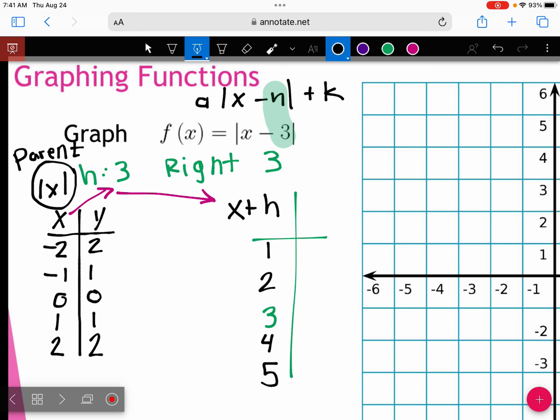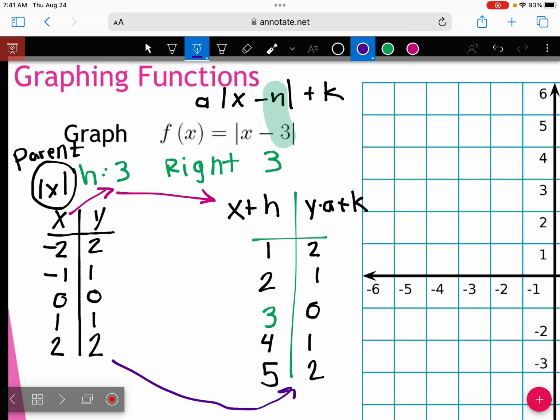We don't have an A, we don't have a K, those play with the Y's. What it is, it's Y times A plus K. It's a yak. Or yacked. So that's how we're going to do it. We don't have an A, we don't have a K, so my Y's are going to stay the same: 2, 1, 0, 1, 2. And I'm pulling them from here. So I use my x's of the parent function to find my new x's. I use the y's of my parent function to find my new y's.